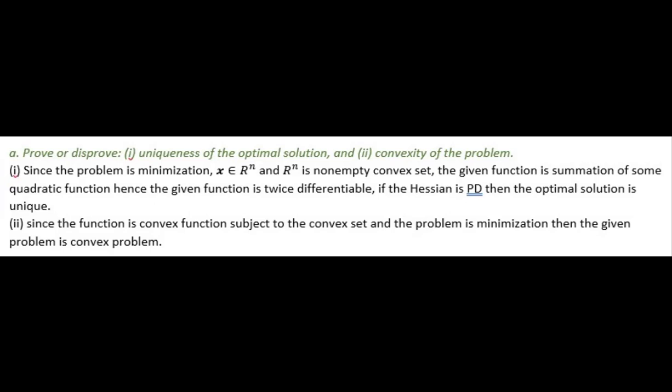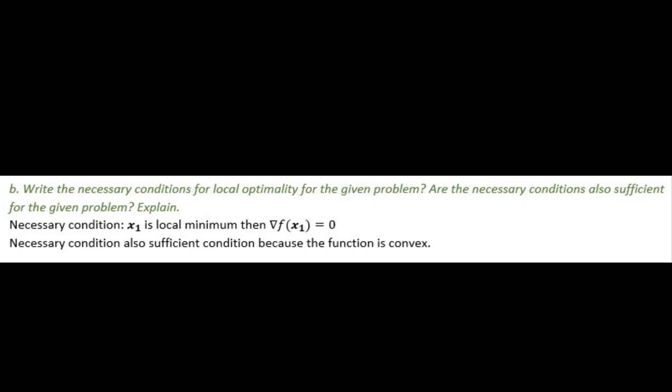That's one way. The other way is you can assume by contradiction that x1, x2 are two different minima, and then you show that it's convex. So consider the line between x1 and x2, lambda x1 plus 1 minus lambda x2, and then you will see something interesting happening. All the points between x1 and x2 have the same objective function value, which cannot happen. Then you can claim that it should be unique. So either you can do the proof by contradiction or just show that the function is strictly convex. Strictly, sorry, not strongly. Strictly convex, which is PD.